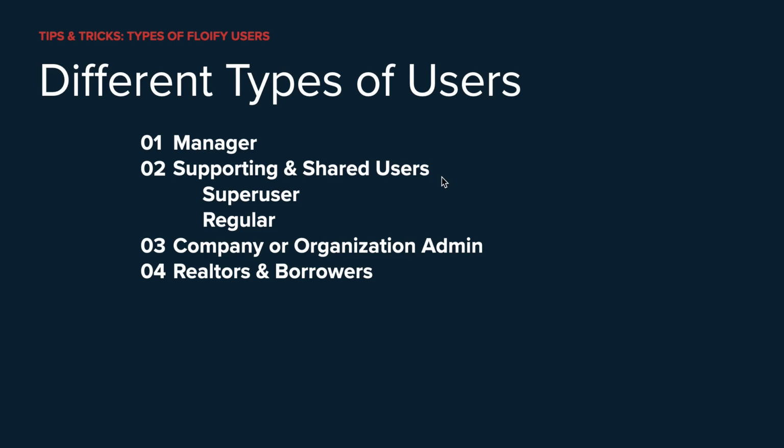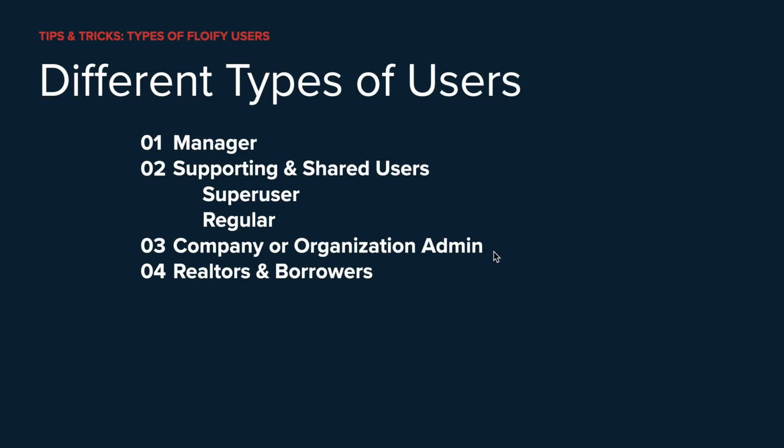Next are the supporting and shared users, and these are users that will generally have access to support the pipelines that they have access to. So whether it's to request additional documentation, or maybe it's just to manually prompt out those deadline reminders, letting those borrowers know that they still have documents. These are the users that will really be helping along the way. And these do come in 2 different types. So first we have those super users, and then we also have regular users. And this type of access really determines the level of access that they have to your settings and to the account users.